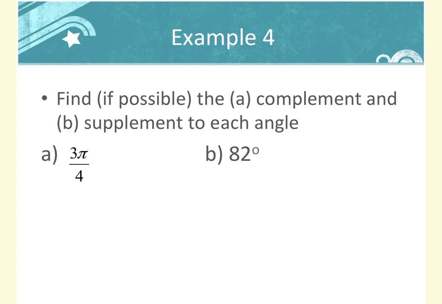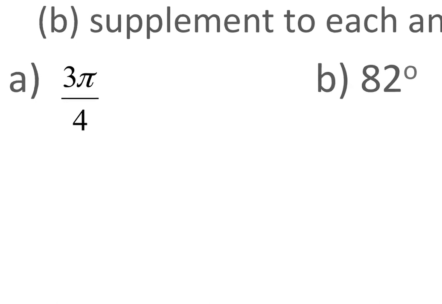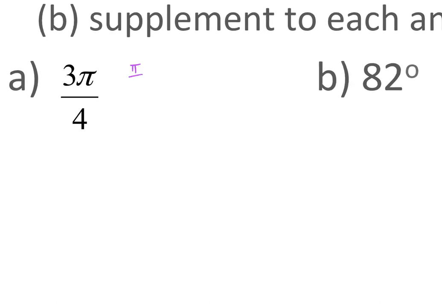All right, so example 4 says, find, if possible, the A complement and B supplement to each angle. So again, for the complement, this one's in radians. I would do pi over 2 minus 3 pi over 4. But what's going to happen? What's true about 3/4 and 1/2? 3/4 is bigger than a half, right? If you catch it from the beginning, you don't even have to do the work.